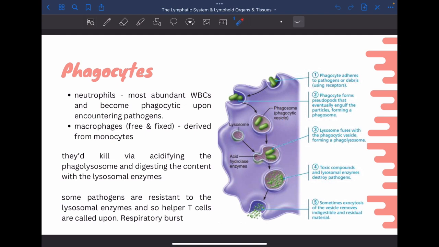Macrophages come in two different types. They're either free and roaming around, or they're fixed, like the stellate macrophages in the liver and so on. They're permanent residents of a specific tissue.